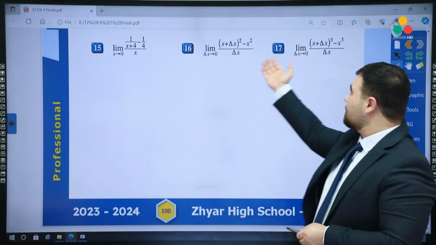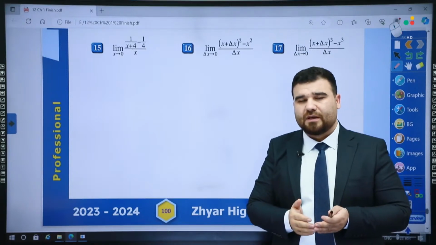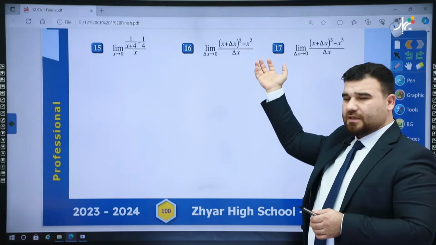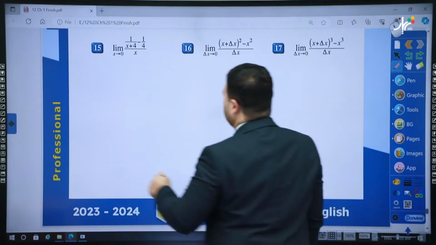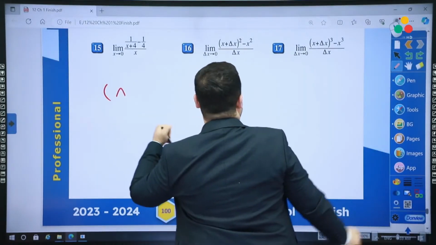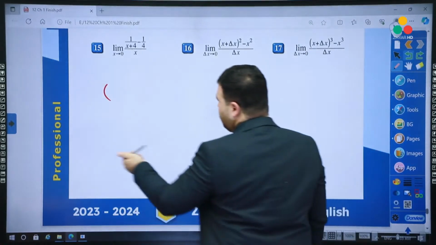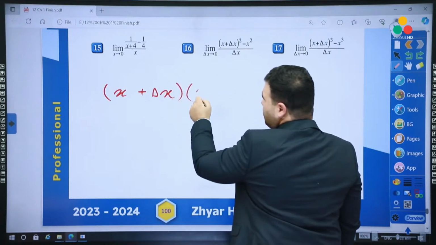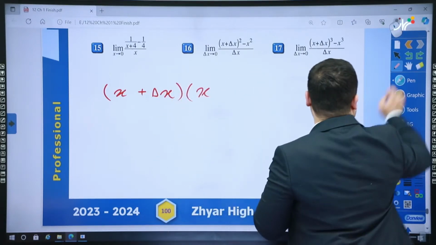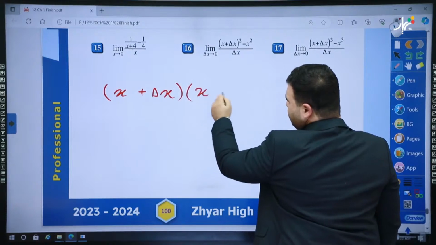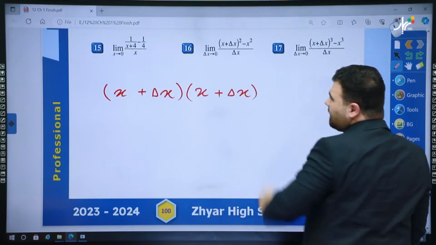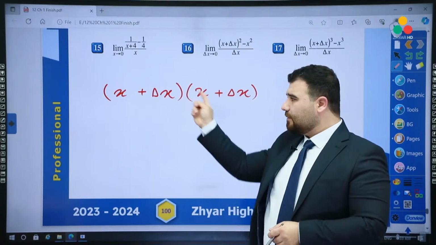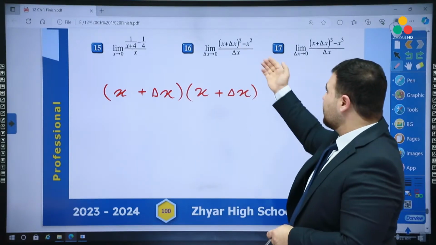Then for cases like this, when there is a bracket with power, it's better to expand the bracket, then do the necessary simplifications. Later, we can do the limit easier. This (x plus delta x), there are two ways to expand. The manual way, to avoid mistakes, you can write the bracket twice. Because it's power 2, we write the bracket twice, (x plus delta x). Then manually multiply. Or you can say term 1 squared.